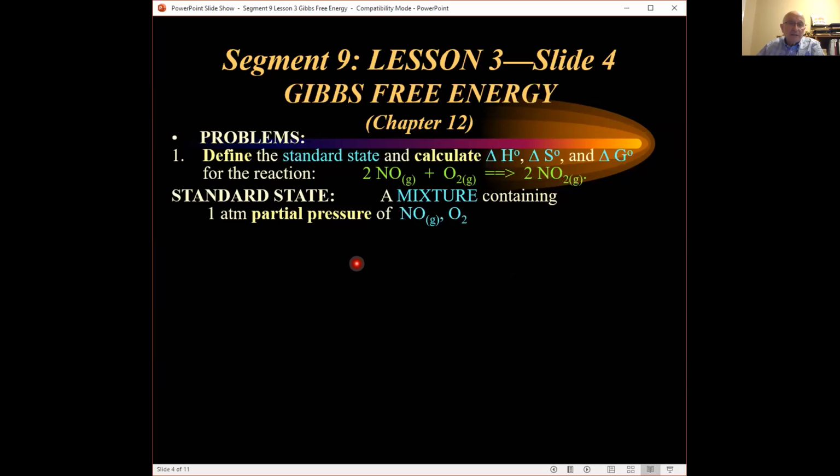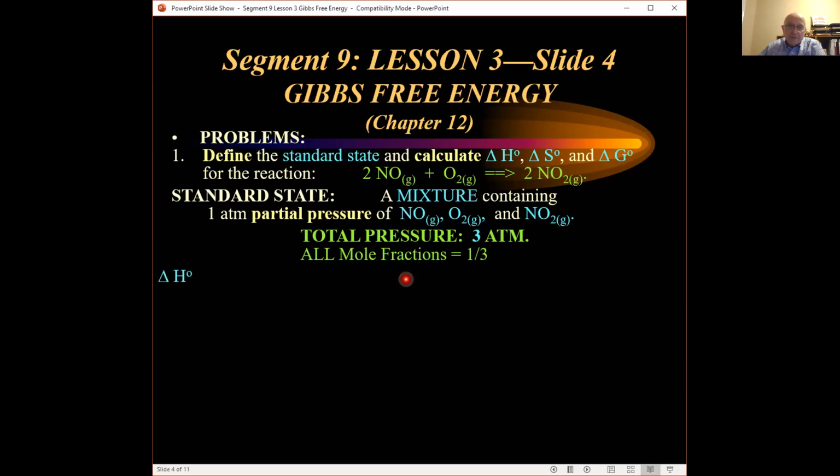Now, let's look at the standard state. What does it say? Okay, it says that I have 1 atmosphere pressure of each gas present. That means the partial pressure of the NO is 1 atmosphere. The partial pressure of the O2 is 1 atmosphere. The partial pressure of the NO2 is 1 atmosphere. By the way, irrespective of the balancing coefficients. The total pressure is 1 atmosphere. So by Raoult's law, the mole fraction of each one is going to be 1 divided by 3, or 0.3333.